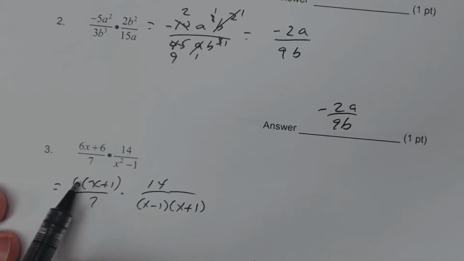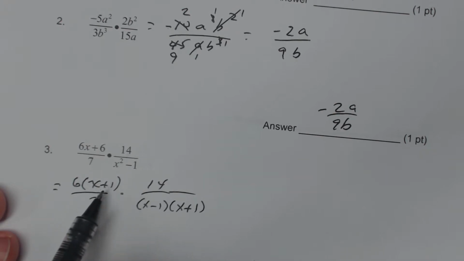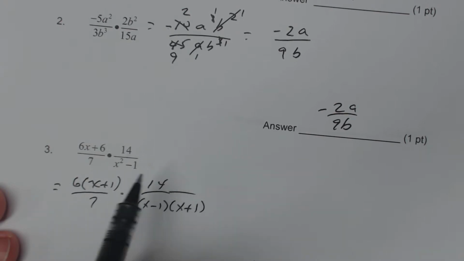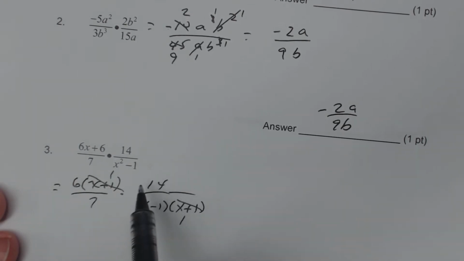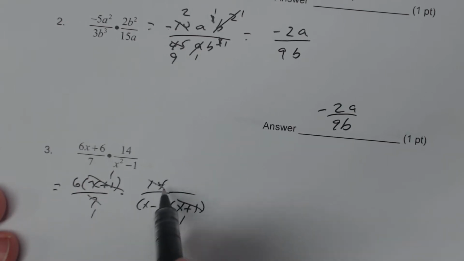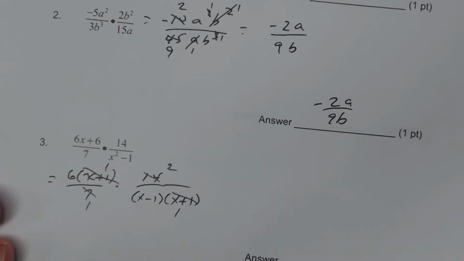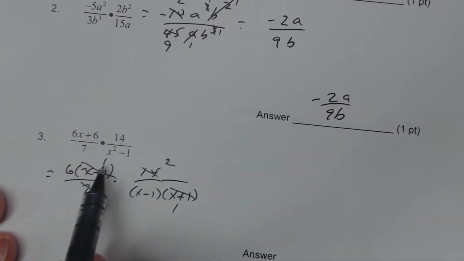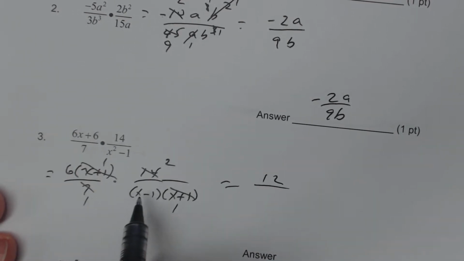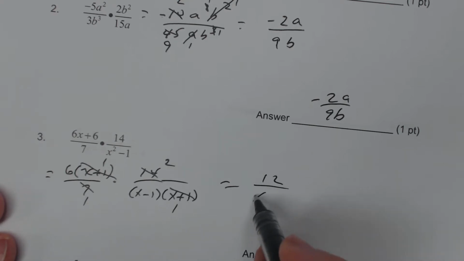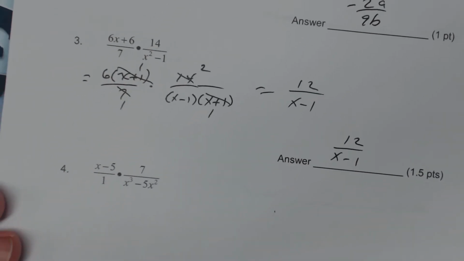Alright, so once you factor, then you want to reduce your common factors. So my first factor is 6. 6 will not reduce with anything down here. My next factor is x plus 1. X plus 1 will reduce with this x plus 1. So when I cross them out, I'm left with factors of 1 in their place. This factor 14 will reduce with a 7. So 7 goes into 7 one time. 7 goes into 14 two times. And then that's all you have. So 6 times 1 times 2 is 12 divided by 1 times x minus 1 times 1 is x minus 1. So 12 divided by x minus 1.